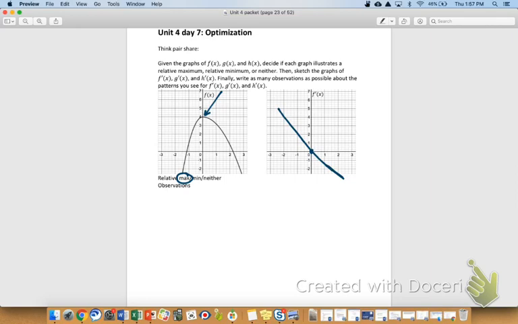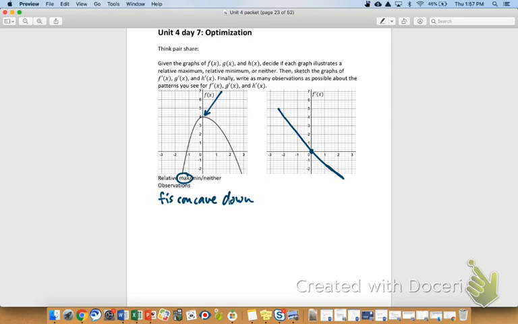Say it one more time. F of x is concave down. Yeah, f is concave down. That is a little bit of an unexpected observation, but actually very insightful, and we'll use that a lot Monday or Tuesday. That's a really good observation. We'll come back around to that for sure. What else do you see?